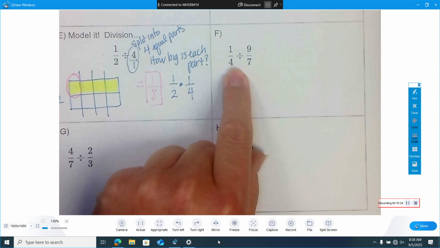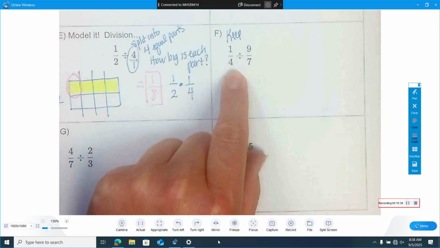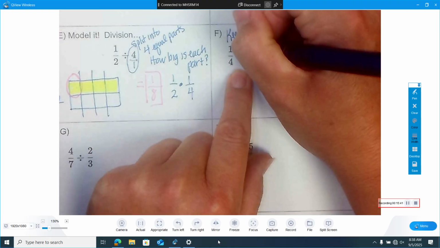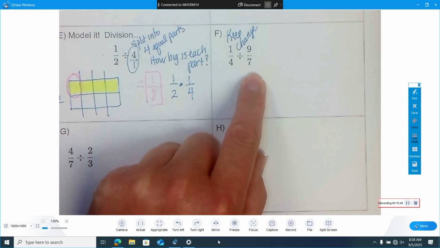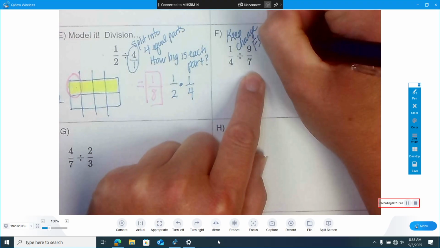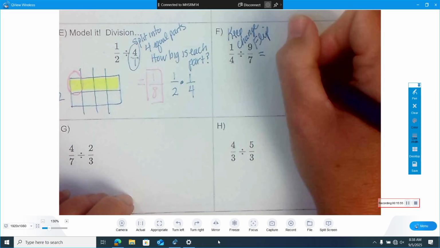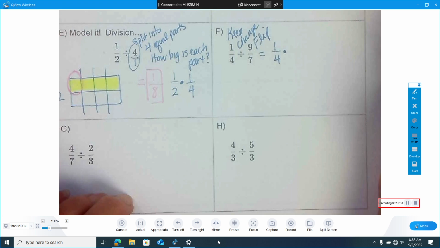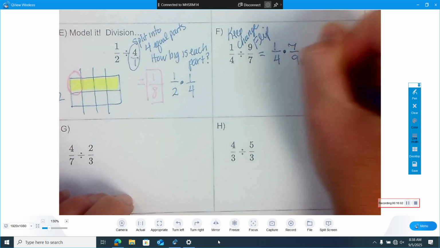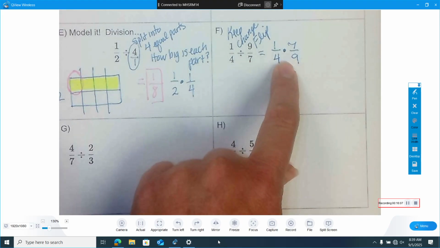Okay, so when I look at a division problem with fractions, we keep the first fraction. We change division into multiplication, and we flip the second fraction. Keep, change, flip. And so we have 1/4 times 7/9. Keep, change the sign, flip the fraction. Rewrite.